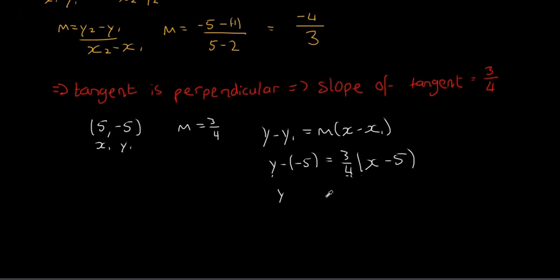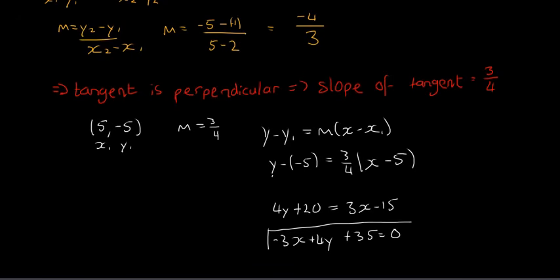What I'm going to do actually, now I'm going to go back here. I'm going to multiply both sides by 4, so it's going to be 4y. Remember, this is going to be plus 5. If we multiply this by 4, we get plus 20. And then if we multiply this by 4, the 4 in the bottom will cancel. We're just left with 3x minus 15. So that's the easiest way of multiplying those out. I'm going to move the 3x over here, so it's going to be minus 3x plus 4y plus 35 is equal to 0. And that's the equation of our tangent. And that's the question done.